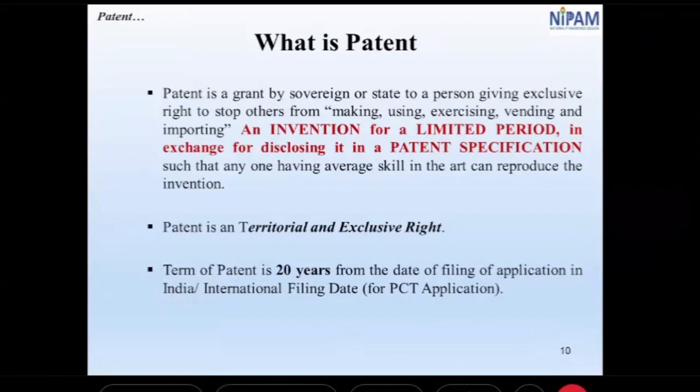So next time if someone asks, don't read out the definition or go by the definition. If someone asks what exactly a patent is, just say that a patent is a kind of mutual deal, and it's a win-win deal for both of us. We are disclosing every piece of information about our invention to the GOI or the IPO, and the IPO is giving us the right for 20 years, that is a monopoly right.